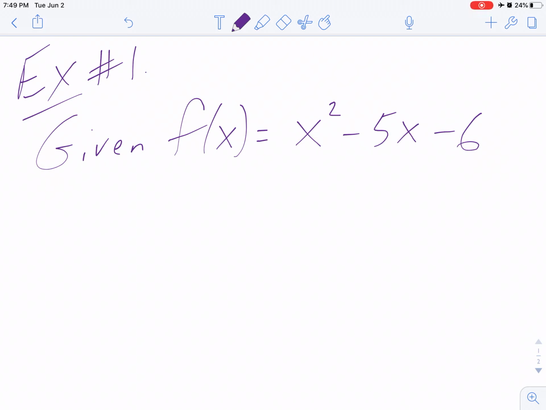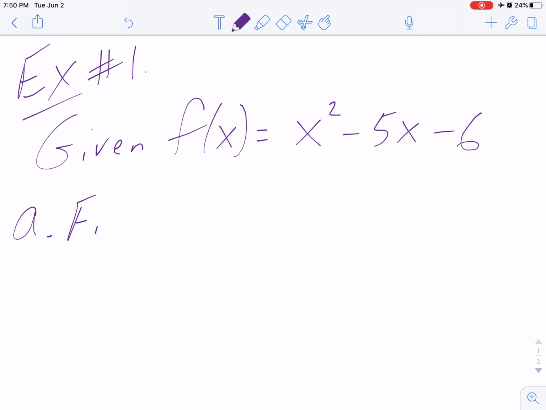Here's my first example for section 3.3. I haven't written out all the parts yet, but when you do the homework assignment and even the quiz, they're going to ask you to do more than one thing. It'll be like part A, part B, part C maybe. So I'm going to give you a quadratic function here, and I'm going to ask you a bunch of questions.